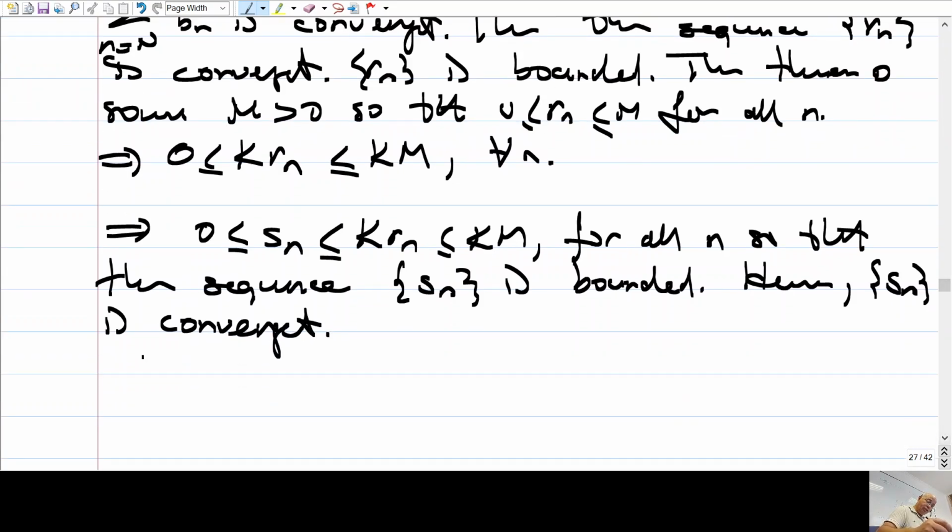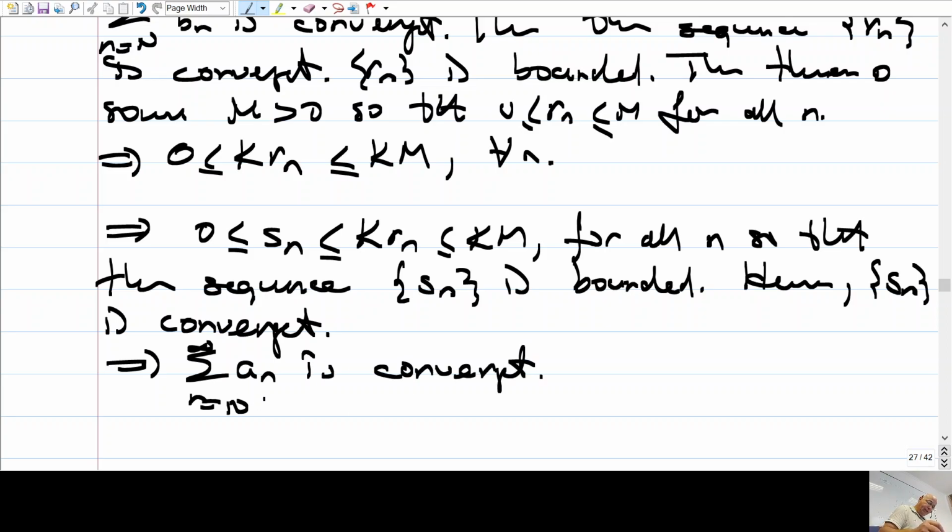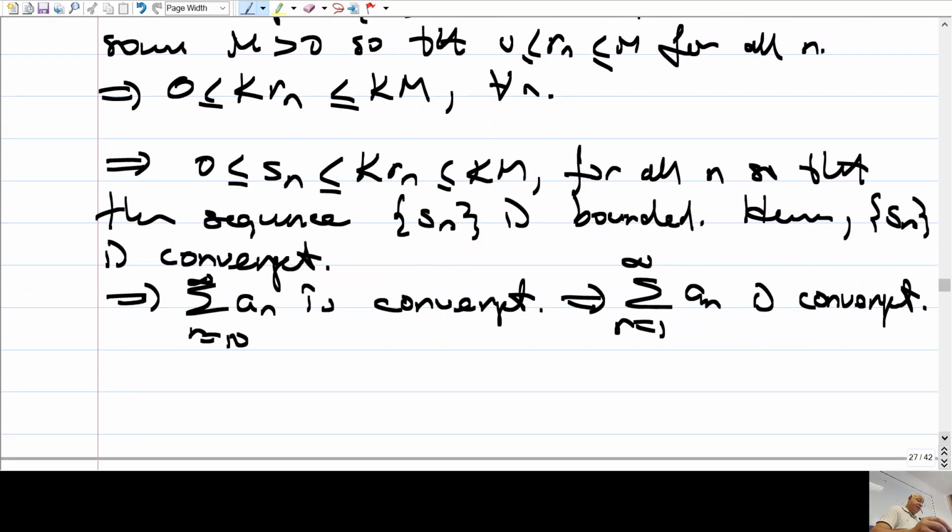Well, that's convergent means this series from n to infinity is convergent. But we know that if this is convergent, then the series starting from n equals 1, an is convergent. Okay. The second part is the same statement, actually.